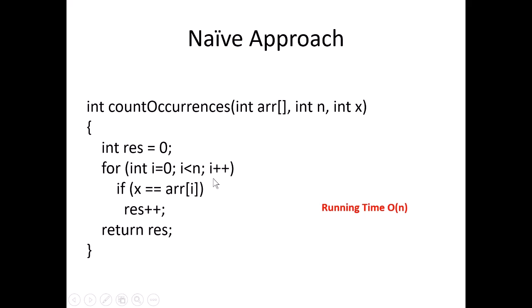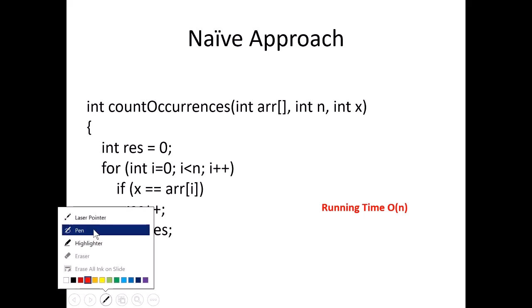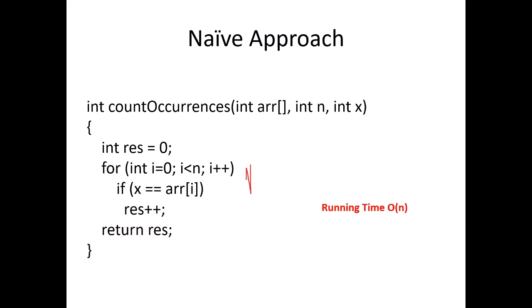The basic approach is to maintain a counter, result equal to 0, and inside a for loop, compare x with each array element. If it is equal, increment the counter. Finally, return the result, that is the count. This function accepts the starting address of the array, the size of the array, and the element to be searched. It returns an integer. In the worst case, n comparisons are made, so the running time will be order of n.